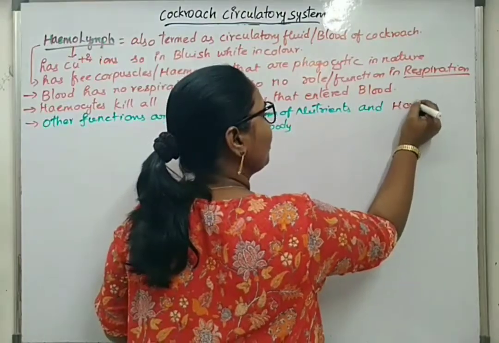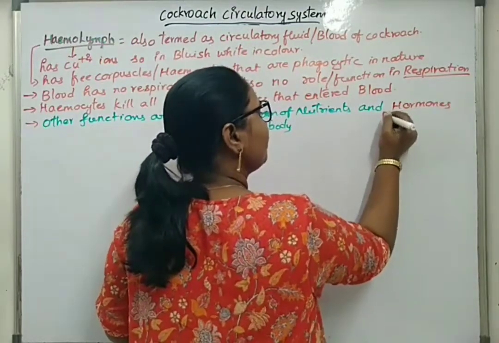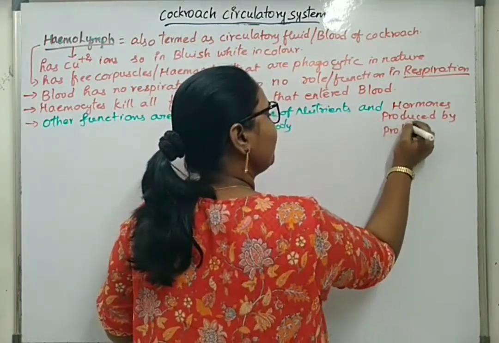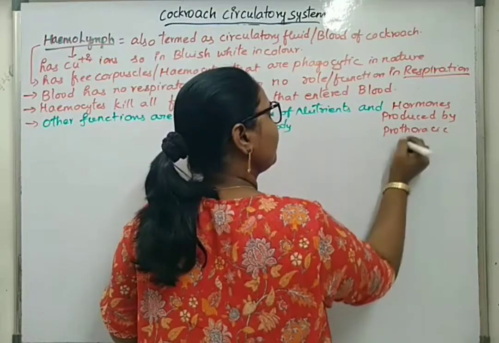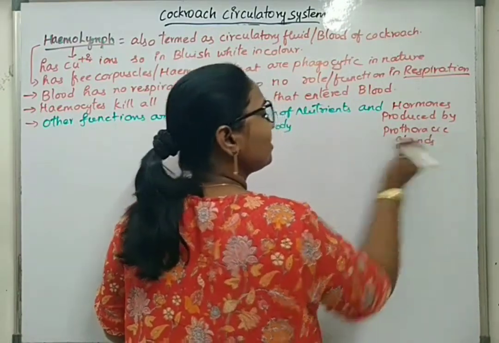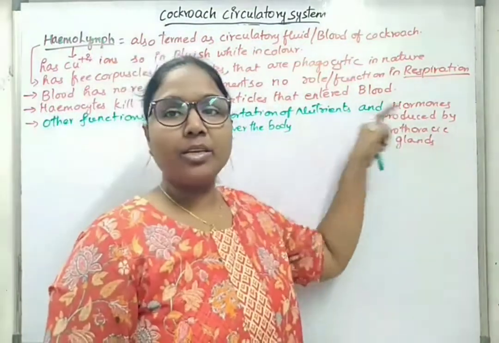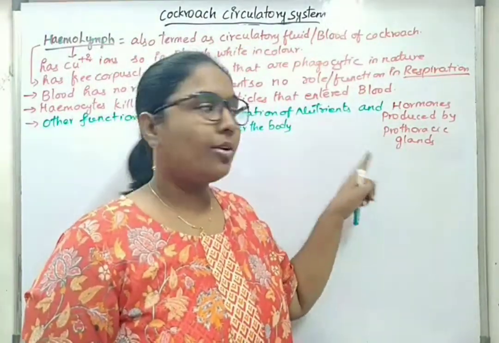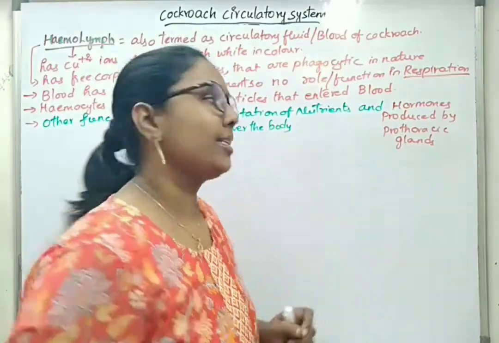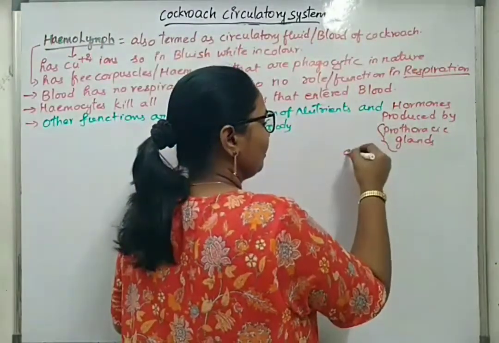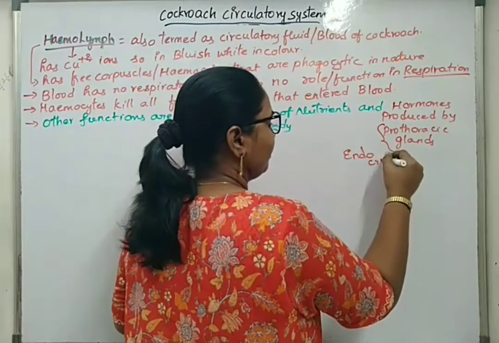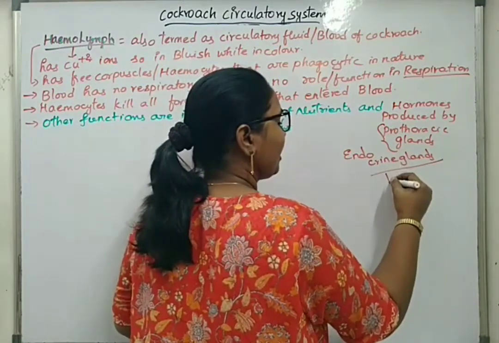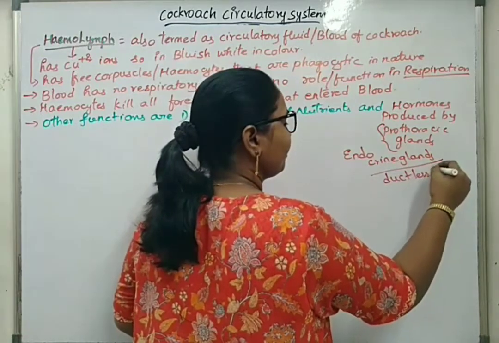Nutrients, hormones produced by prothoracic glands. Means I used a term like hormone, and the name of the glands is prothoracic. Means we can call prothoracic glands endocrine glands. Other term for endocrine glands is ductless glands.